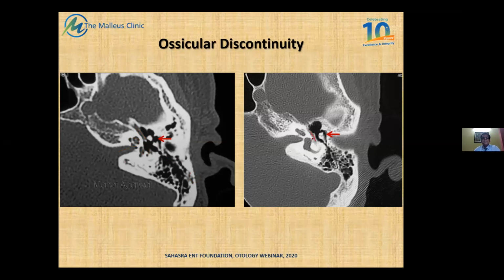This is not the tensor tympani muscle. The basal turn of the cochlea with the foramen for the cochlear nerve, that is the modiolus, the vestibule, the lateral semicircular canal, posterior canal, the vestibular aqueduct, and so forth.